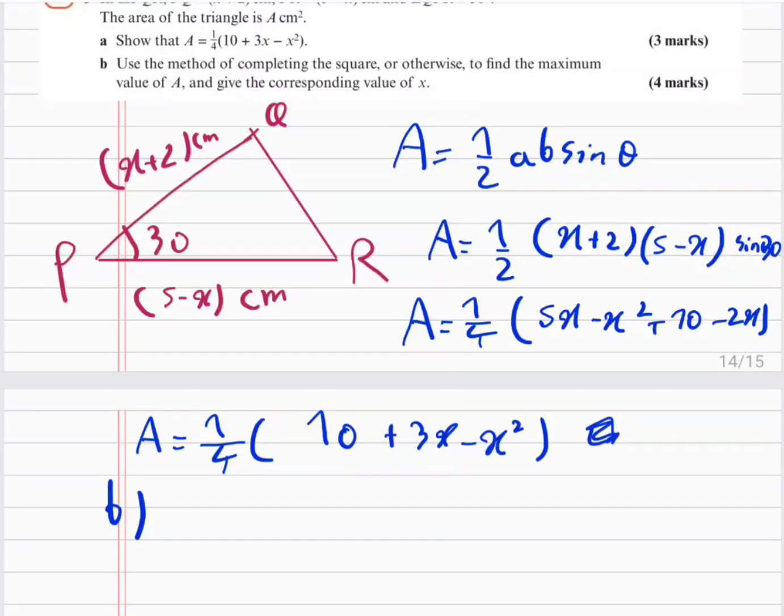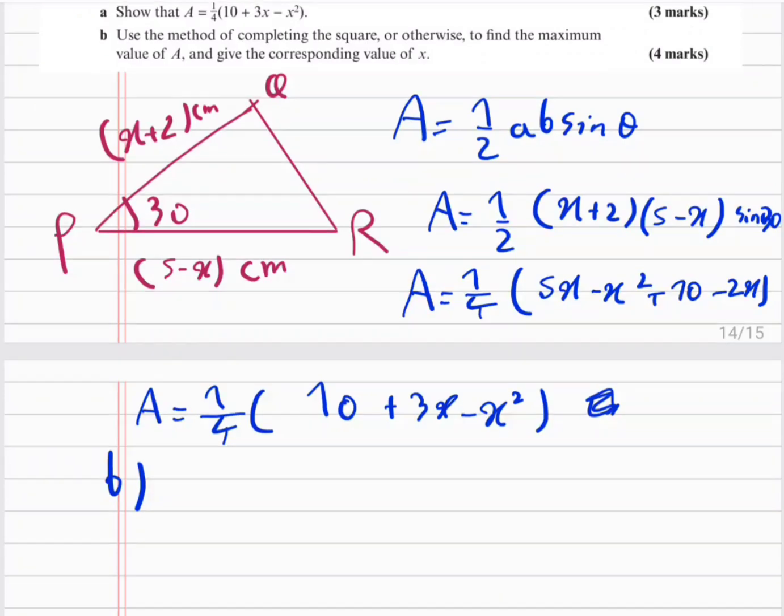Right, part B, which is more interesting. We want to use the method of completing the square or otherwise to find the maximum value of A and give the corresponding value of x. I'm going to solve this with the method called differentiation, and if you haven't done the differentiation chapter, then you basically need to know that. I will leave completing the square as practice for you, so you can complete the square and check if you get the same answer.